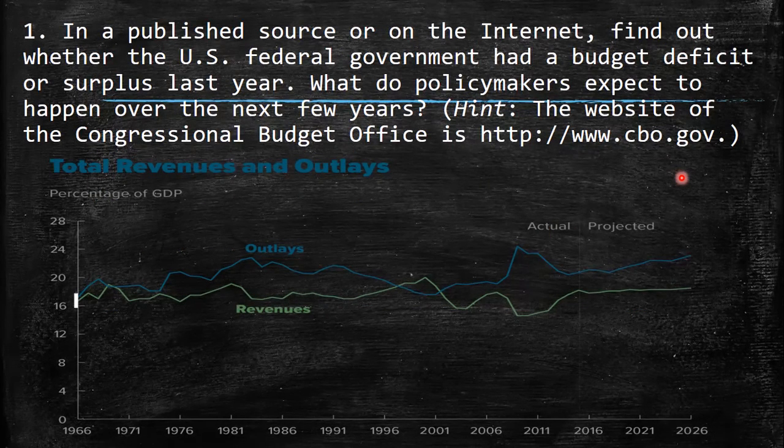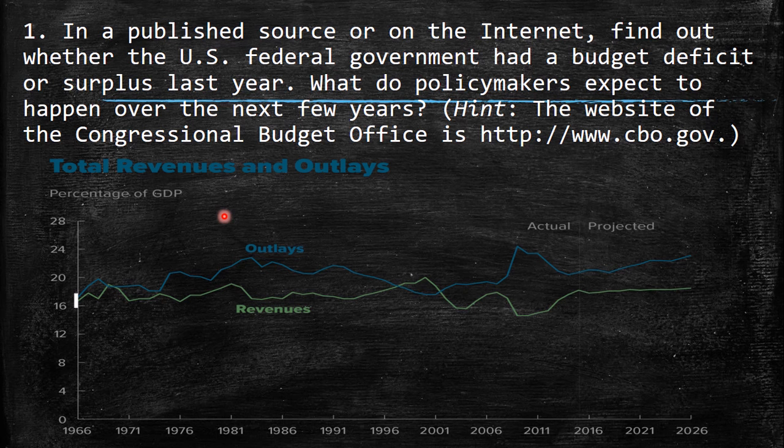So the first question says that in a published source or on the internet, find out whether the United States federal government had a budget deficit or surplus last year. What do policymakers expect to happen over the next few years? And actually, they provide a hint.